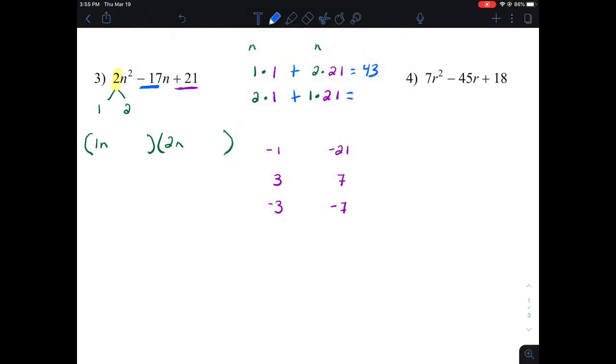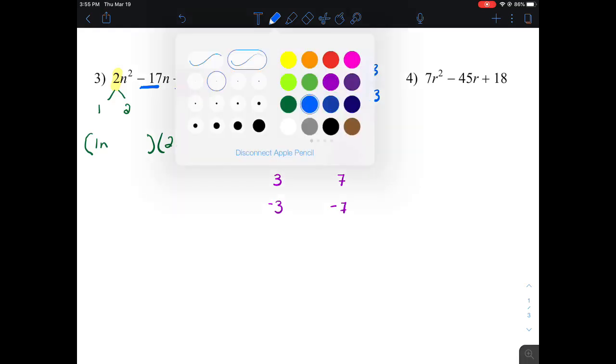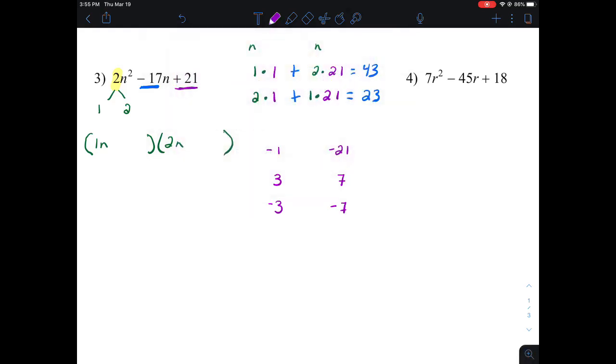So I do that, and I have 2 plus 21, which gives me 23. Well, that didn't make my negative 17, so I've eliminated 1 and 21 as possibilities. Now I go to the next set, and I say, okay, well, negative 1 and negative 21.